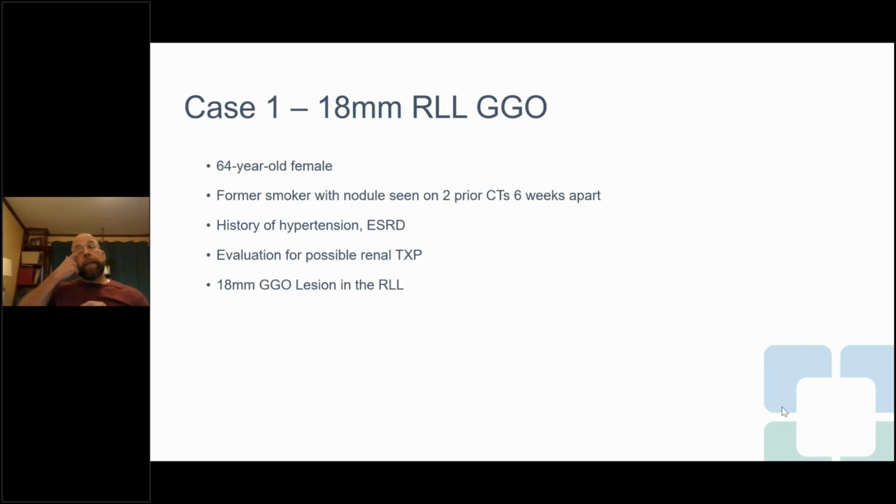I'm going to look at two cases, and just so everybody knows, these were two cases that were just sort of picked at random. This first one's a 64-year-old female, and the picked at random will become obvious a little later. It's a former smoker that had a nodule, and that nodule was seen on 2 prior CT scans. They were done 6 weeks apart. Patient has hypertension, end-stage renal, and is being evaluated for a possible renal transplant. There's an 18-millimeter GGO in the right lower lobe.